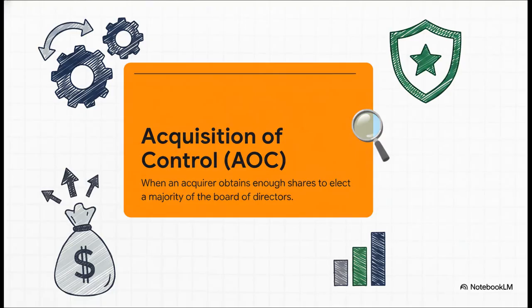So what's the trigger for all this? It's a specific event called an acquisition of control, or AOC for short. And this is more than just buying a bunch of shares. It's the moment when one person or group gains enough voting power to actually control the company's direction by electing the majority of the board. That's the line in the sand.